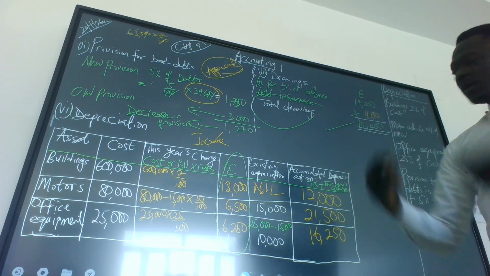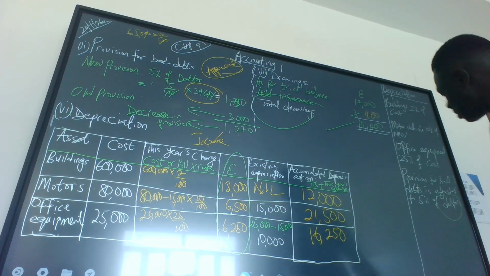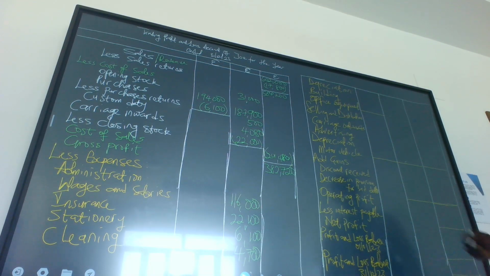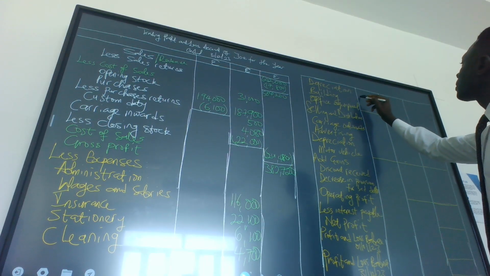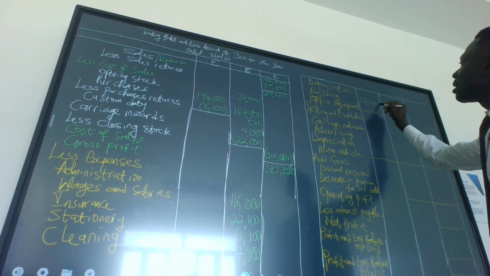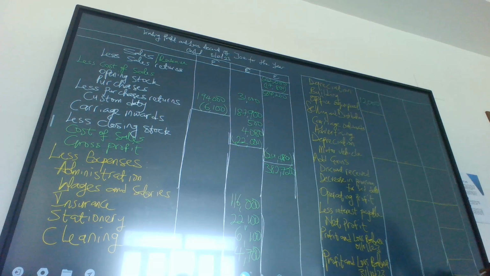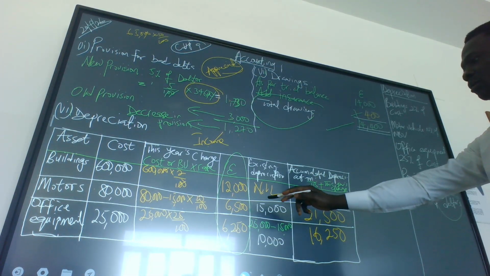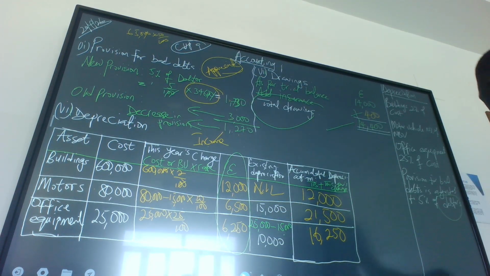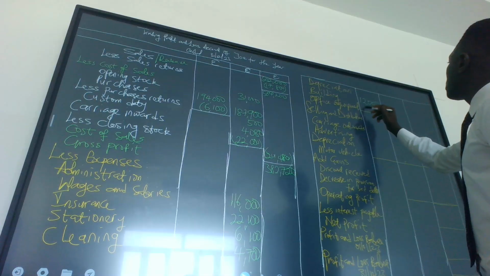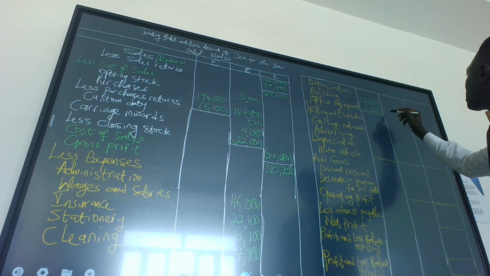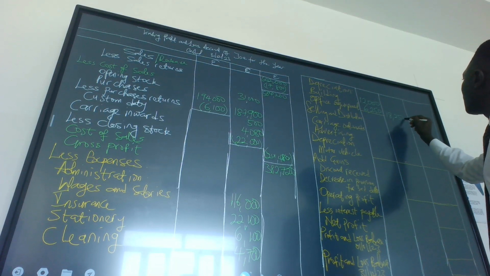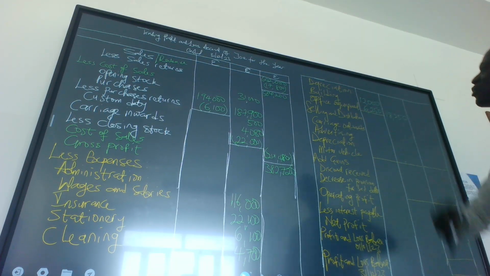So the first one is on buildings, 12,000, right? Building, 12,000. And office equipment is how much? 6,250. Office equipment, 6,250. That gives us 18,250, right? Yes. You get it. 18,250.